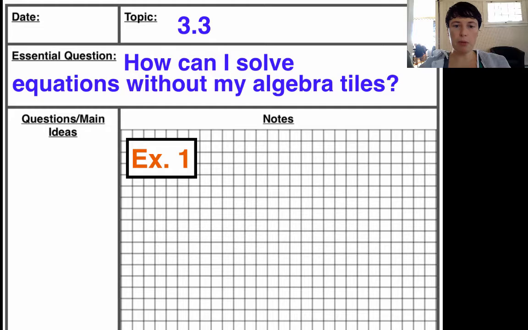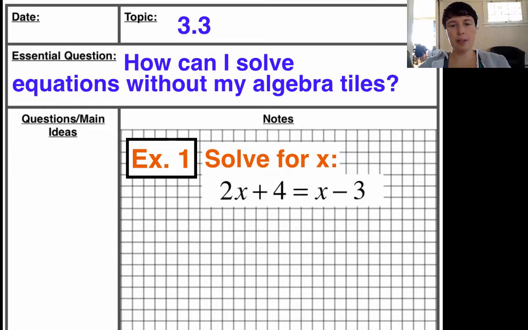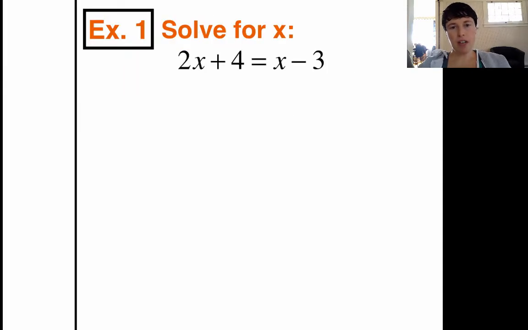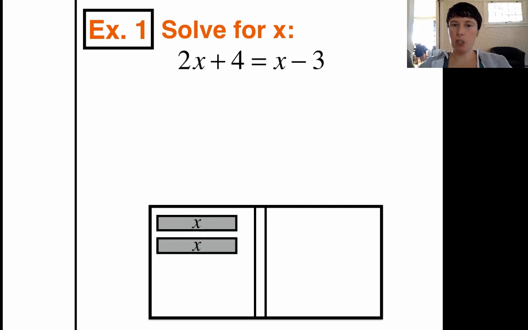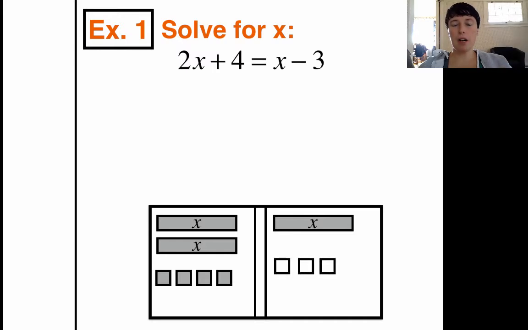So let's try some problems. Here's what we're going to do. We're going to solve for x, and we're going to solve 2x plus 4 equals x minus 3. So first off, 2x plus 4 equals x minus 3. We are going to draw the equation mat in our notes. So down below, I'm going to go down lower for this picture. Do the same thing in your notes. Draw an equation mat where we can put the algebra tiles. 2x plus 4 equals x minus 3. Well, here's 2x, and here's plus 4. And here's an x, and here's a minus 3, three negatives. So we've got them on our mat.